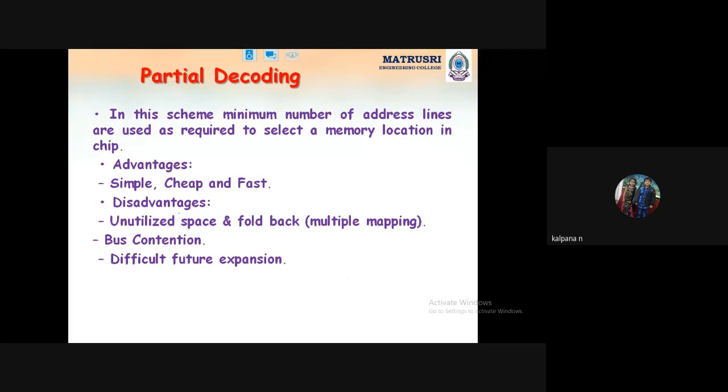This is very simple. How many address lines are required to connect? 4 address lines among 16, so 4 only we will connect. Or if 10 address lines are required, then 10 only we will connect. So based on this, the hardware required to be connected is less. If hardware is less, the construction will be simple, cost will be reduced, and speed will be increased.